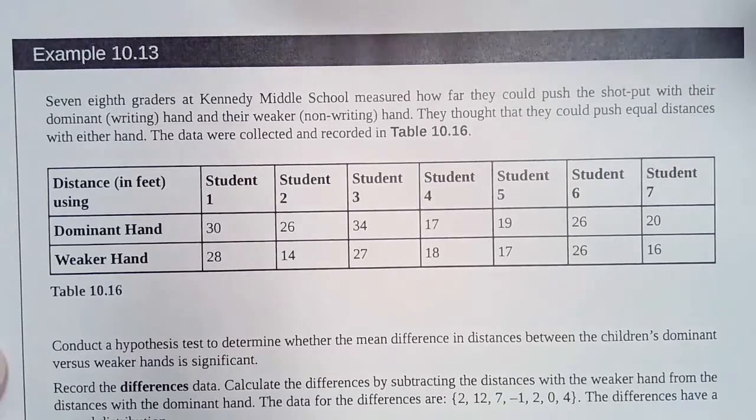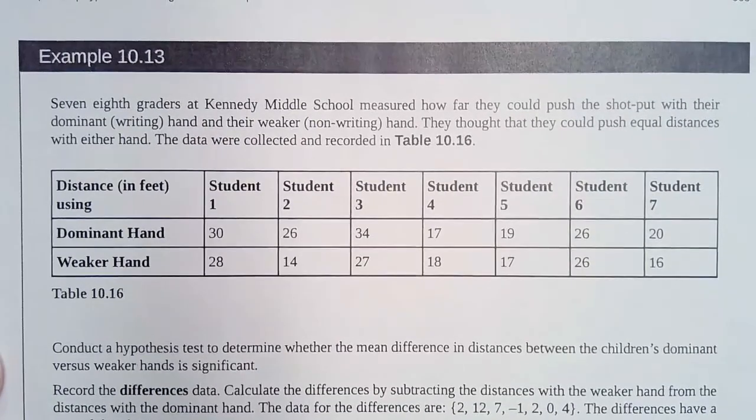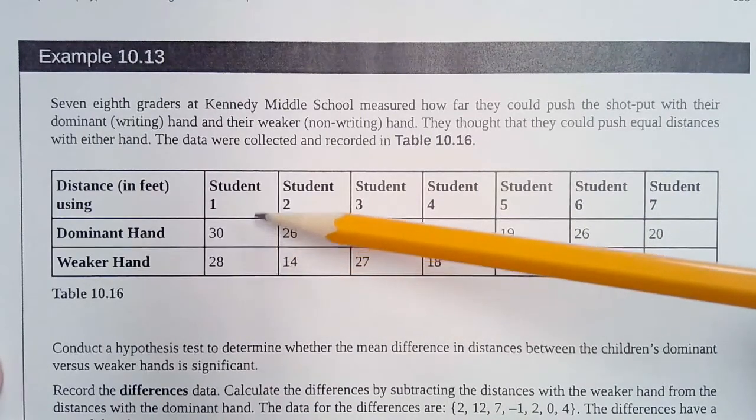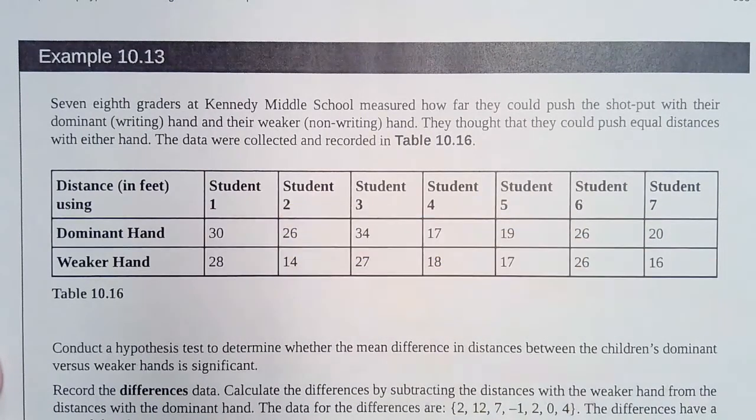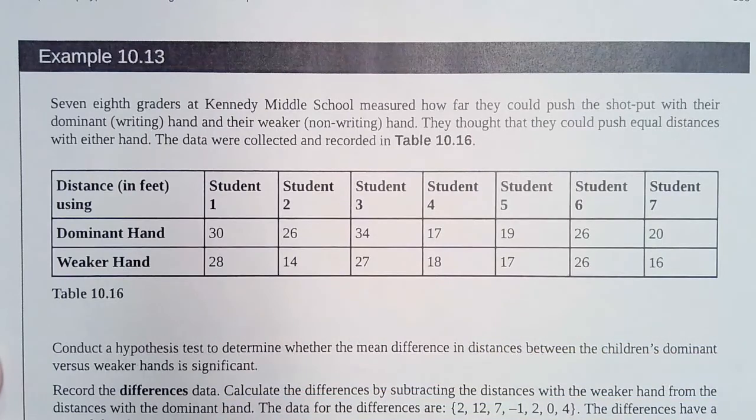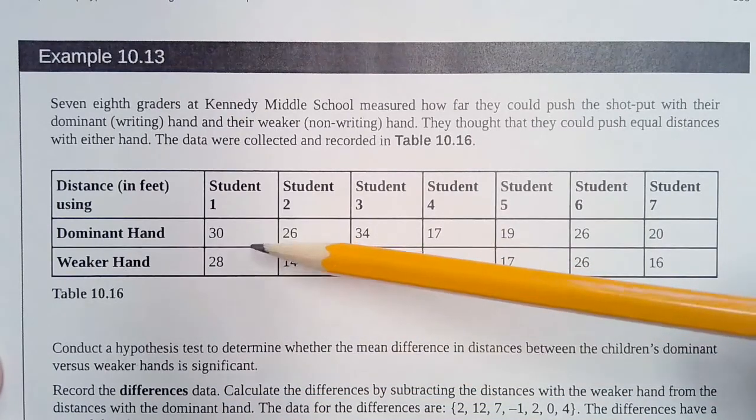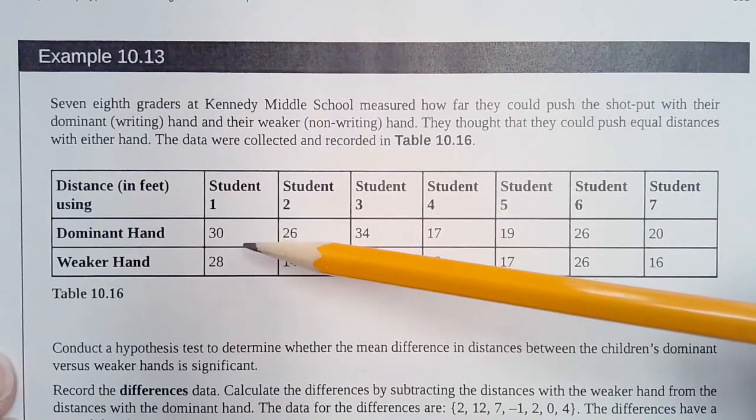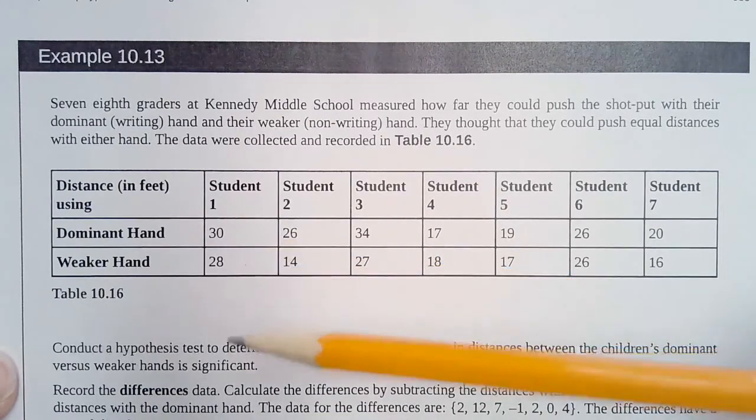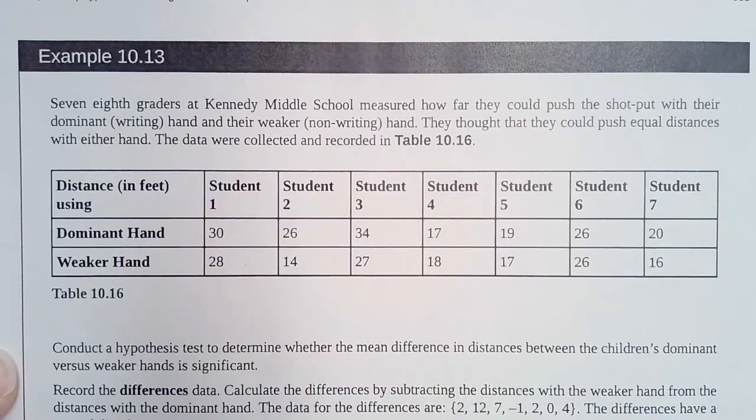All right, example 10.1.3. This one's talking about comparing dominant hand versus weaker hand. So once again, we know this is going to be a matched pair because we have two measurements from the same person or the same object. We have the weaker hand and then we have the dominant hand. And we're going to be using the differences. So we record the differences. So I've got 30 and the 28. So that difference is going to be 2. So 30 minus the 28 is 2.